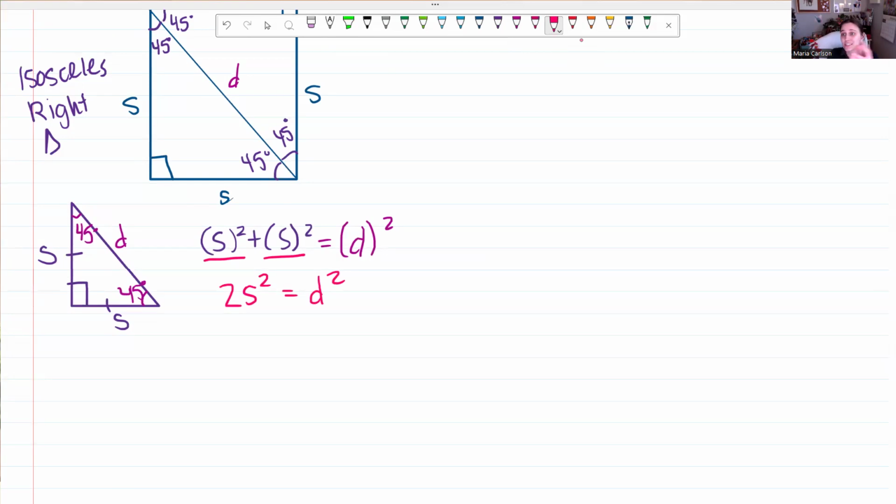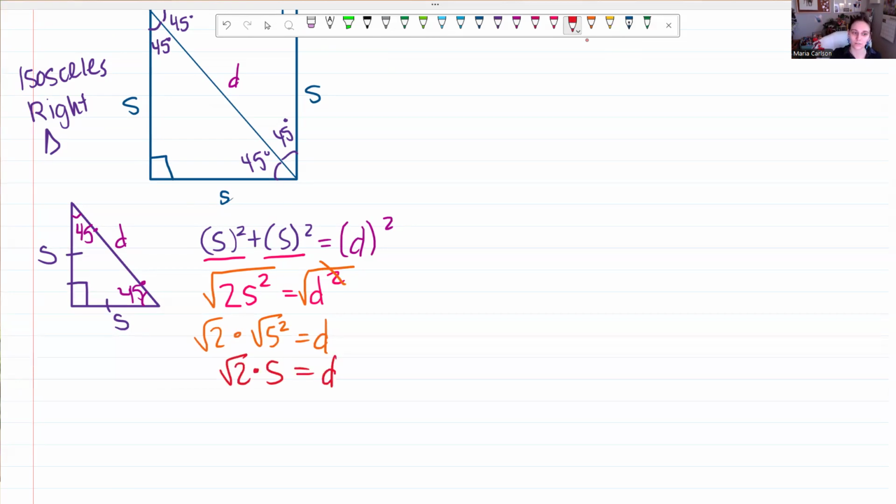And if I want to figure out what just the diagonal is in terms of the side lengths, I could take the square root of both sides. So the square root of d squared is simply d, the diagonal, which is equal to the square root of 2s squared. That's like the square root of 2 times the square root of s squared, which is nifty because the square root of s squared is just s. So the square root of 2 times the side length of the square is equal to the diagonal. Or in other words, this diagonal is equal to the side length times the square root of 2.